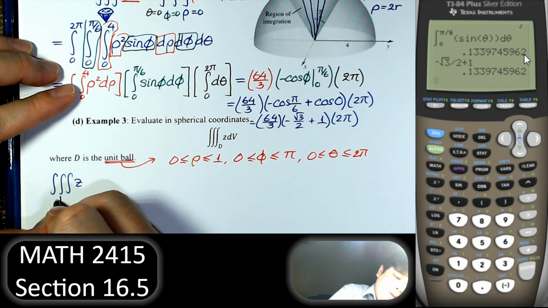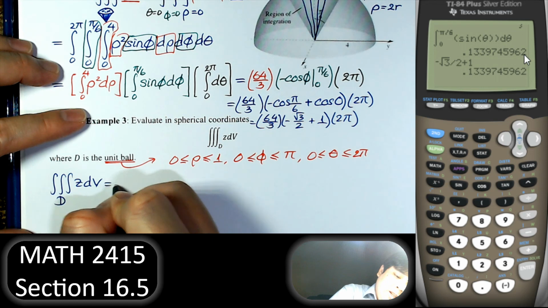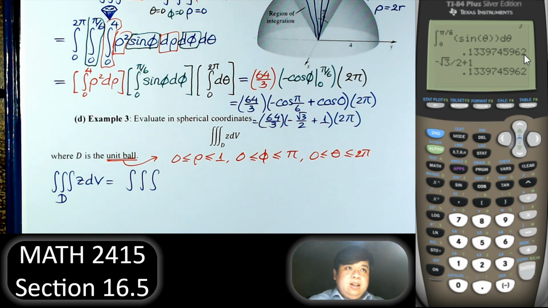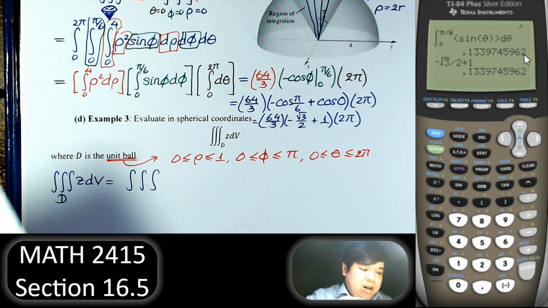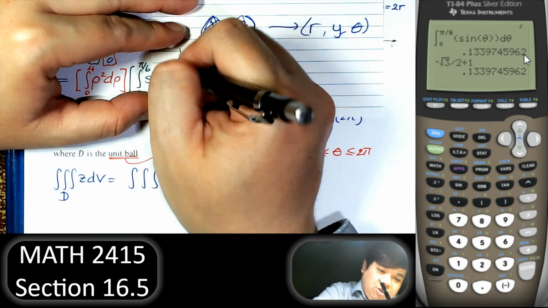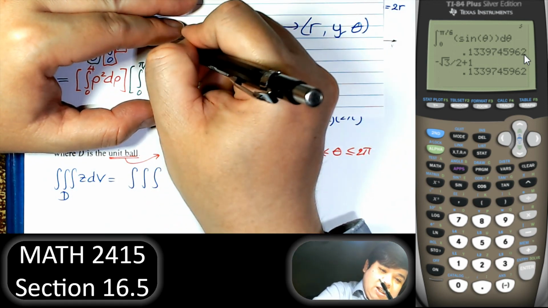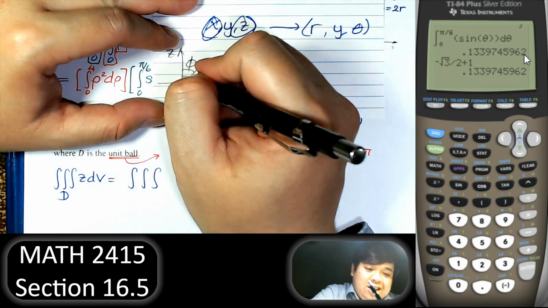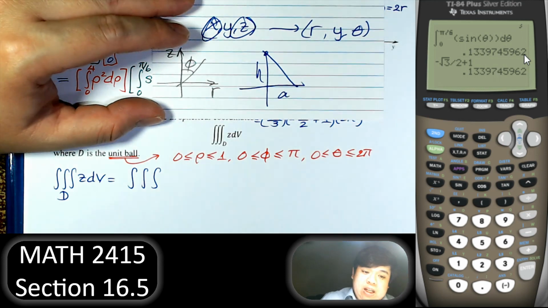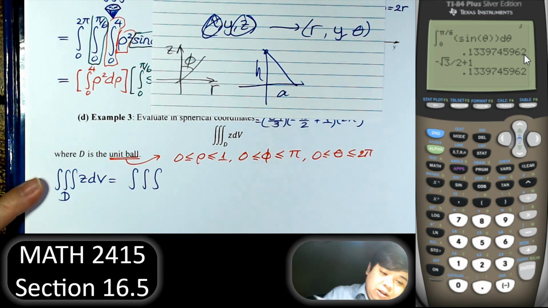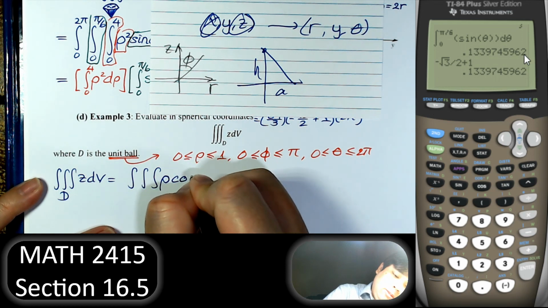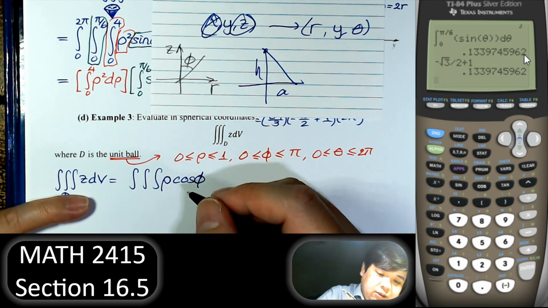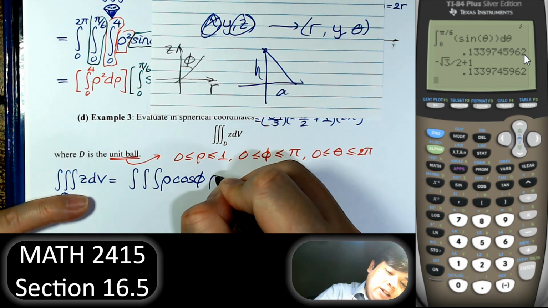Triple integral of z dv. What is z? Of course I can look it up real quick, but I'll just derive it from memory. Z is the vertical axis, and then rho, we have angle phi here. Z is adjacent to the angle phi, so z adjacent is cosine.